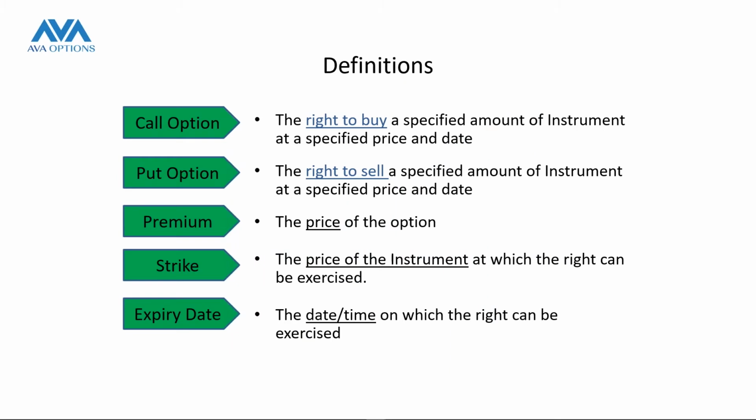Definitions. We already said we've got a call option, which gives you the right to buy, and a put option, which gives you the right to sell. The cost of the option is called the premium, which you're possibly familiar with from insurance. The strike is the price at which you have the right to buy. That's where you can pounce and strike and buy the asset in the market, or sell in the market to your counterparty. And the expiration date is the date and time on which the right can be exercised.